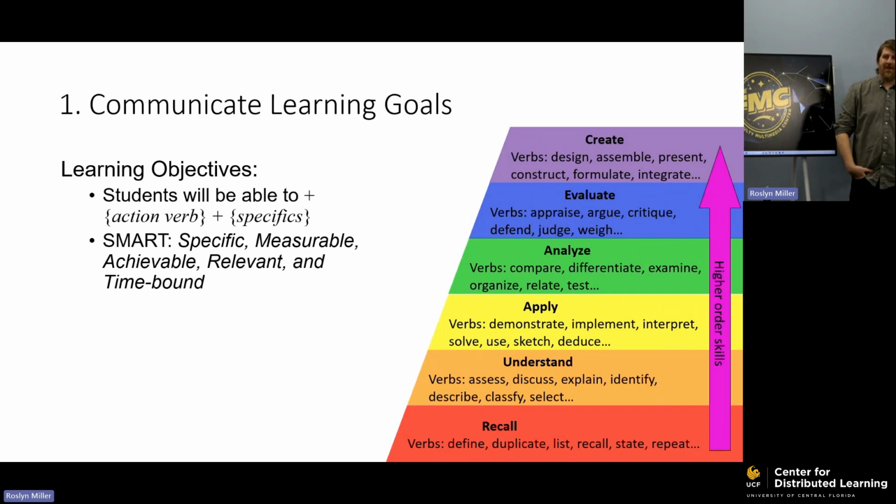I have some action verbs from Bloom's taxonomy. They're tagged by the level of learning, with higher order skills at the top of the pyramid and lower order skills at the bottom. To construct a learning objective, you write: students will be able to, then an action verb, and then the specifics for the particular topic that you're looking at.